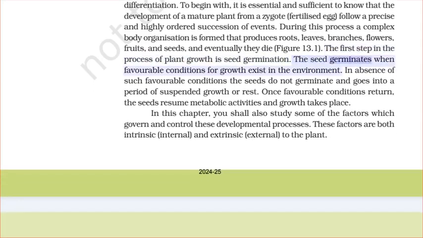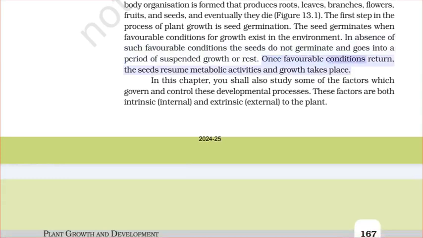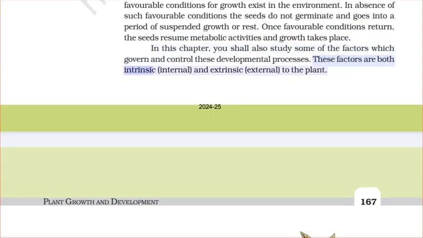The first step in the process of plant growth is seed germination. The seed germinates when favorable conditions for growth exist in the environment. In the absence of such favorable conditions, the seeds do not germinate and go into a period of suspended growth or rest. Once favorable conditions return, the seeds resume metabolic activities and growth takes place. In this chapter, you shall also study some of the factors which govern and control these developmental processes. These factors are both intrinsic, internal, and extrinsic, external to the plant.